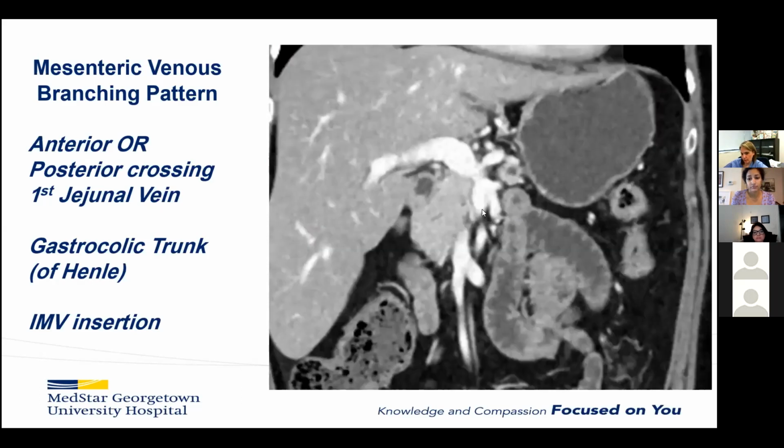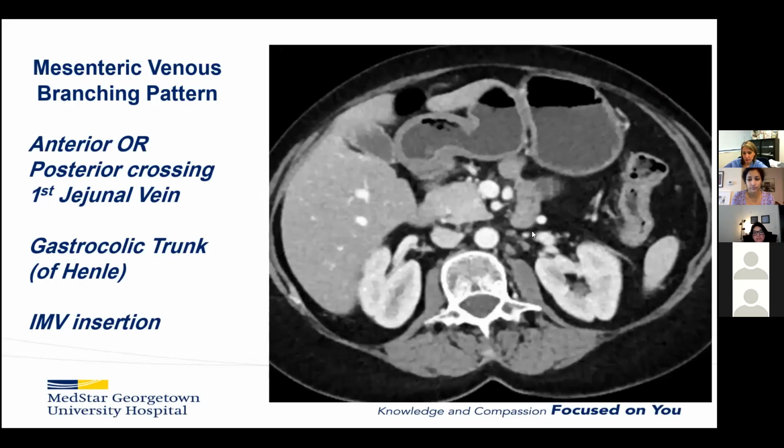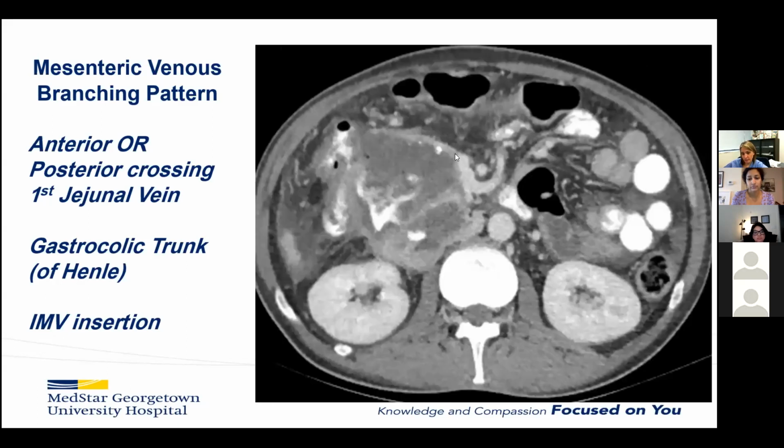And if we need to get control of the vessels here and here, it's a much different situation than if this were going behind the SMA. Okay, and then here, this is the case I'll show you, but this is an example of an involved, large first jejunal branch here coming, sweeping behind the SMA here.